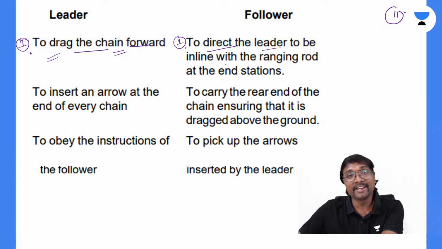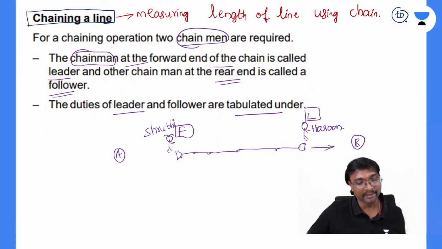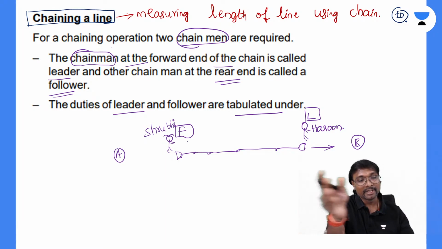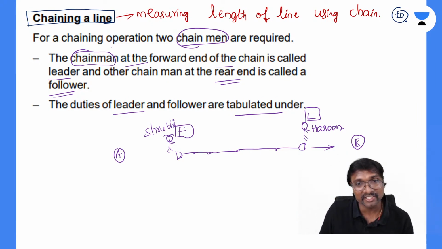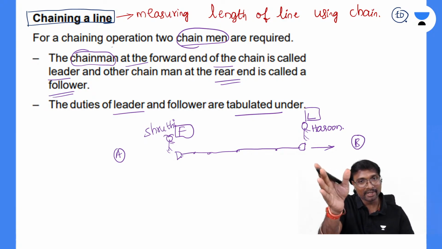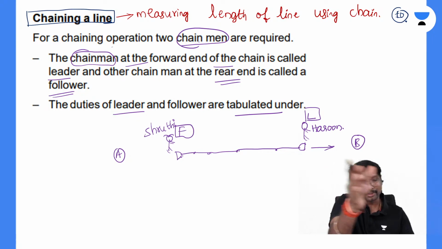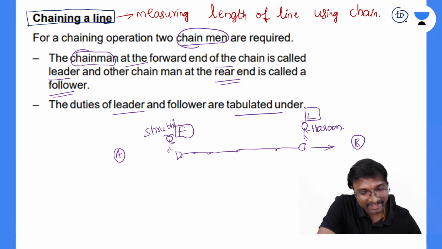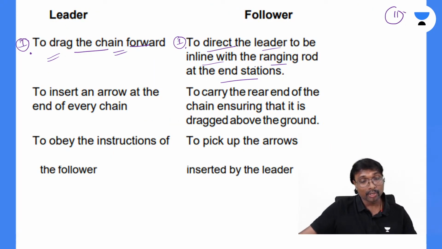So to direct the leader to be in line with the ranging rod at the end stations, what will Shruti, the follower, give? She tells Harun, "Hey brother, you moved to the left side, or to the right side," like that she gives instructions. "You are moving the wrong way, go left, go right." So the follower directs the leader to be in line with the ranging rod at the ends.